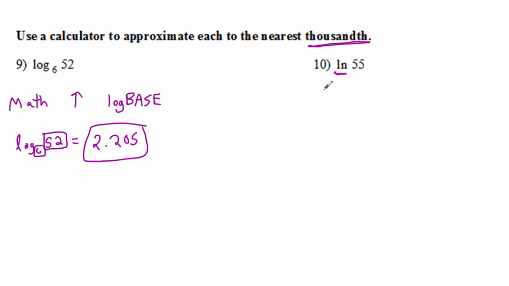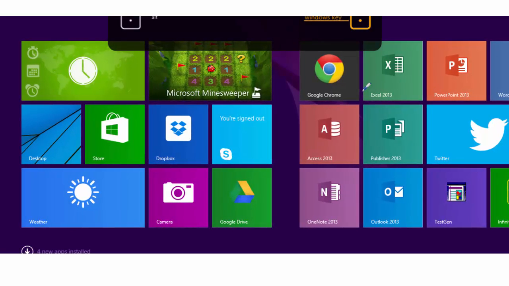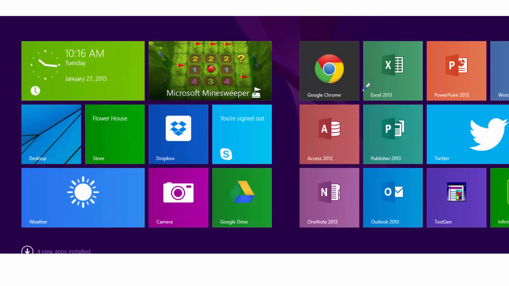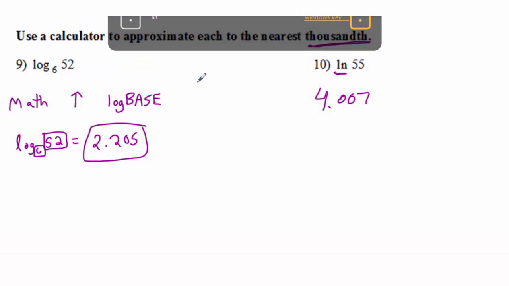4.007. So those should be really easy. What just happened? Don't worry, I figured it out.